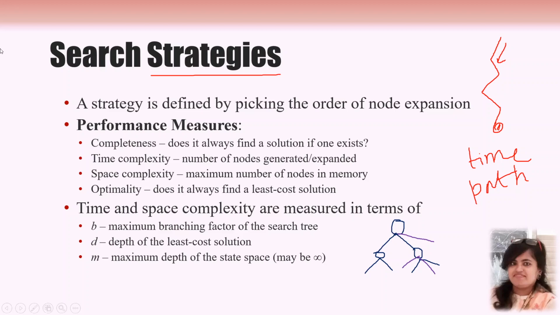Now there is the term called m, that is the maximum depth of the search space. It is defined by the variable m, that is how deep the total search space or the total tree is. This variable m can have a value up to infinity. So there are 3 variables: b, d and m.